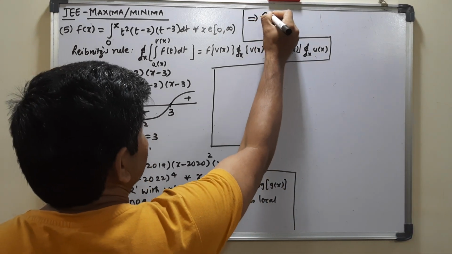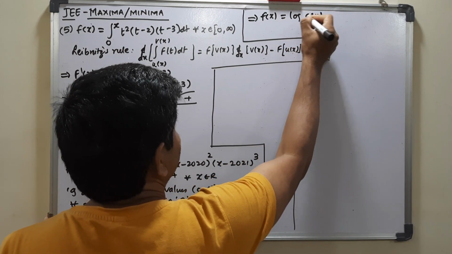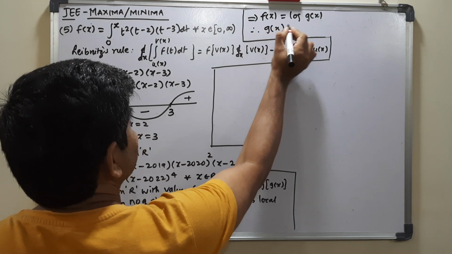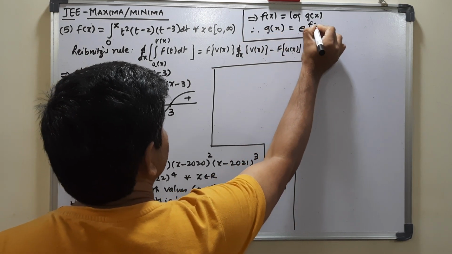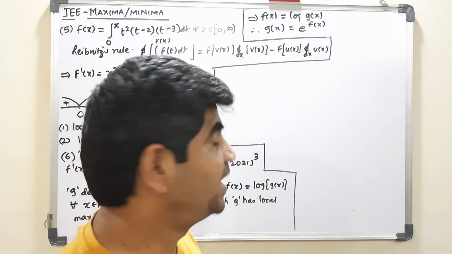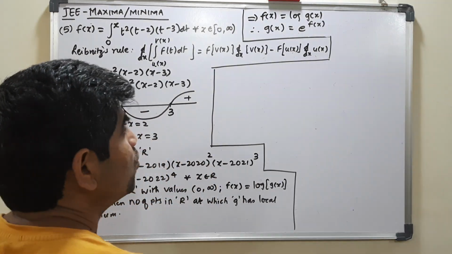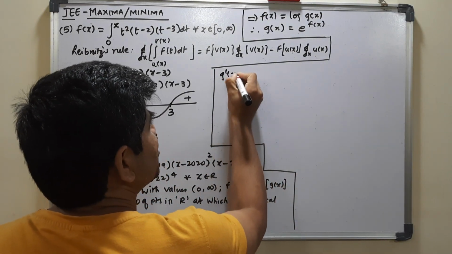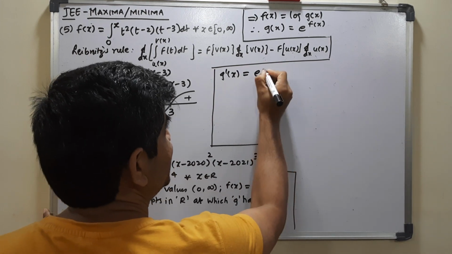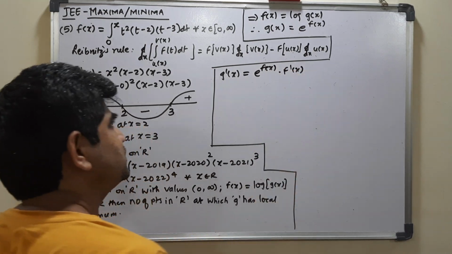I have here f of x is equal to log of g x, right? That means g of x is nothing but e raised to f of x. This you know very nicely, very easily. g of x will be e raised to f of x. So what will be my g dash x, which I am finding, though I don't know whether it is required or not. So g dash x is equal to e raised to f of x into f dash x, right?